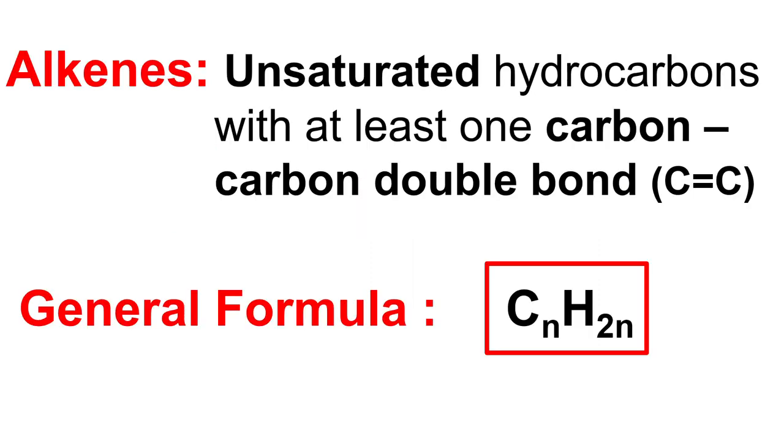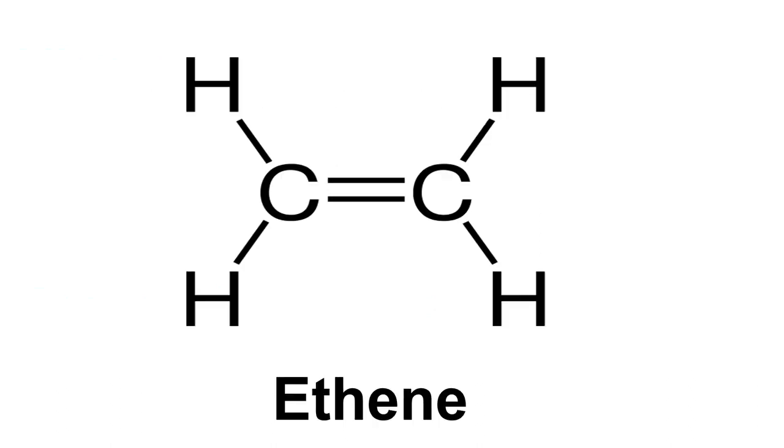So first of all, we're going to start off with alkenes. Alkenes are like alkanes. They are small hydrocarbons, except for one crucial difference. They have a carbon-carbon double bond. They are said to be unsaturated hydrocarbons. Alkanes are saturated. They don't have any carbon-carbon double bond. Alkenes are unsaturated with the general formula CnH2n. Here is the simplest alkene possible.